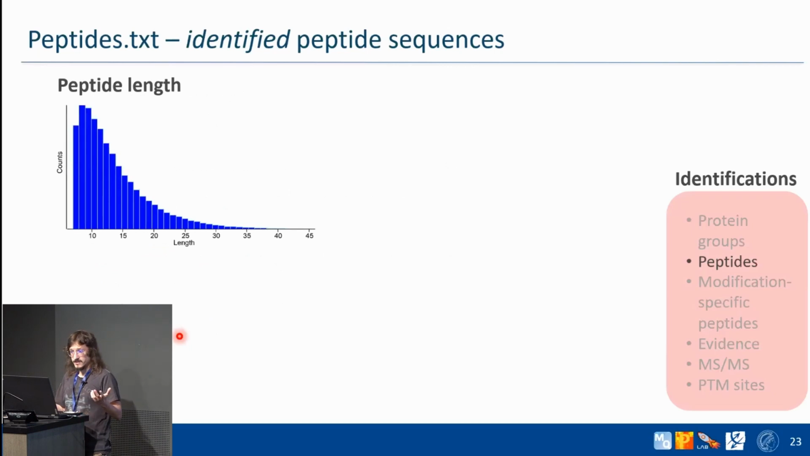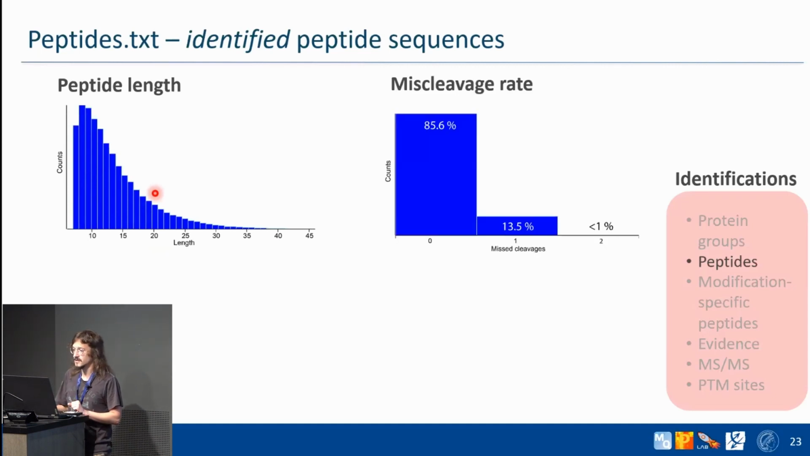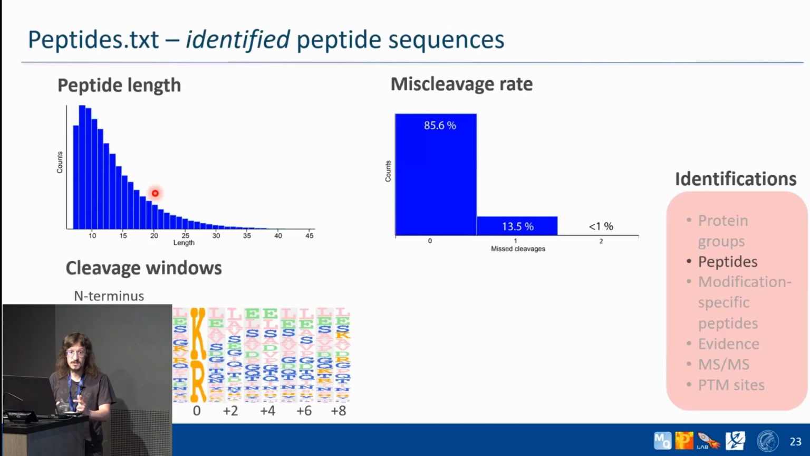So why could we be interested in the peptide length? Usually peptides are around 8 to 10 amino acids long. But if you have something that really diverges from that, probably something bad happened. So you can use the peptide length as a general quality control of your peptide identifications. But you can also use the miscleavage rates. We usually use trypsin, so we expect the cleavage to happen at these two amino acids.